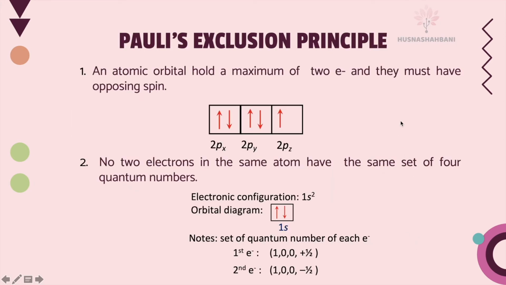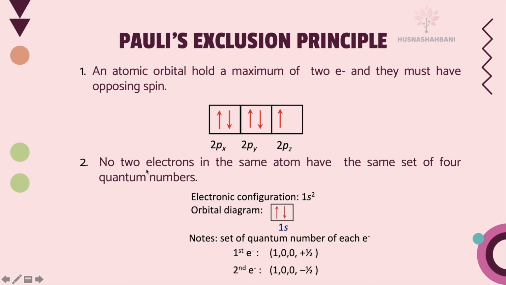Pauli's exclusion principle. An atomic orbital hold a maximum of 2 electrons and they must have opposing spin. We know that in s orbital only 2 electron maximum, but in p orbital we have 6 electron maximum because we have px, py, pz. In one type of orientation we can have maximum 2 electrons. Atomic orbital means in one type of orientation maximum 2 number of electron. So 2px 2 electrons, 2py 2 electrons, 2pz can hold 2 electrons as well in maximum.